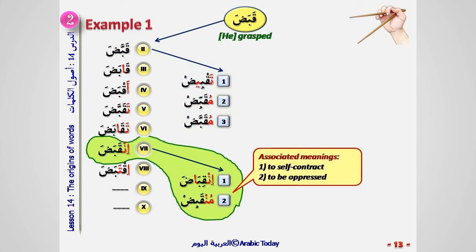The seventh derived verb form in قبض expresses the reflexive meaning of self-contraction. For example, a muscle that is منقبض, here I'm using the active participle, literally means self-contracted. By extension, in the figurative sense, it means a person who is dejected or oppressed.